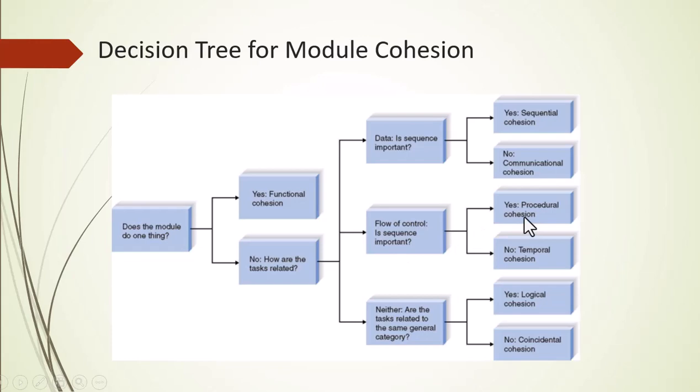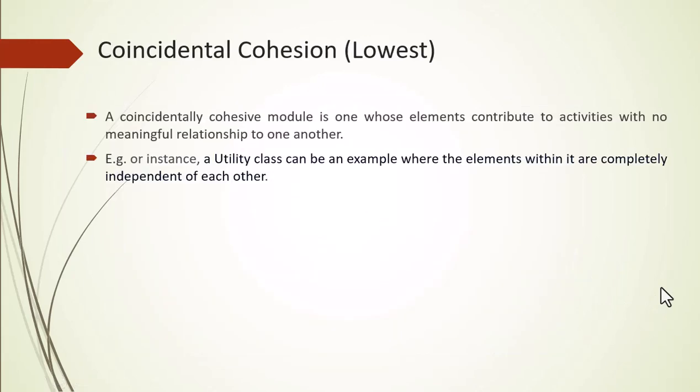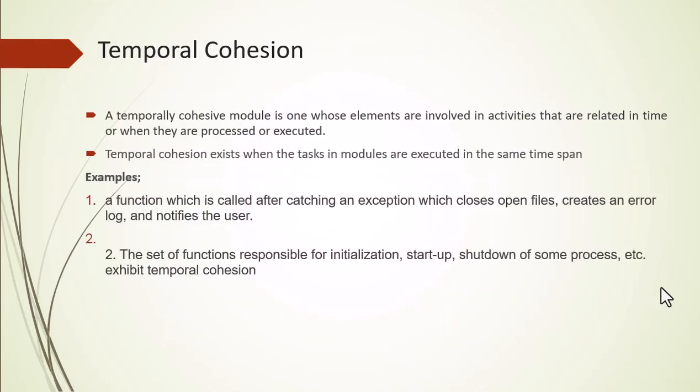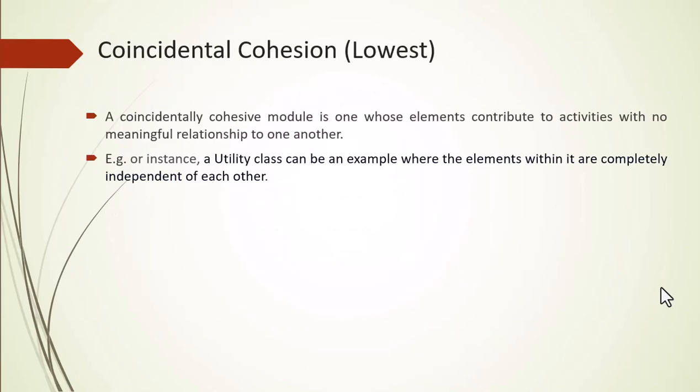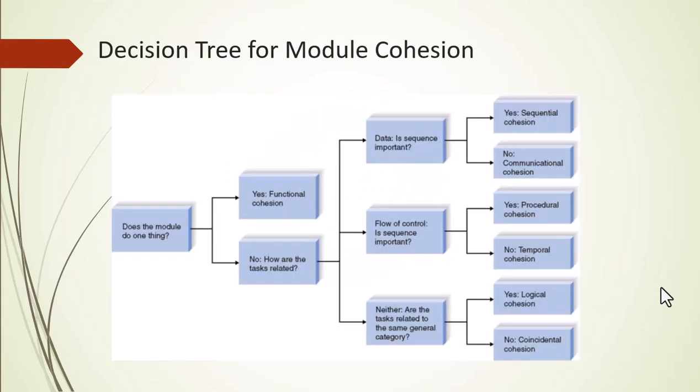If it is no, then it is a temporal cohesion. And temporal cohesion is when the elements are linked together for the time being. Neither is it a flow of control, nor is it data in sequence.